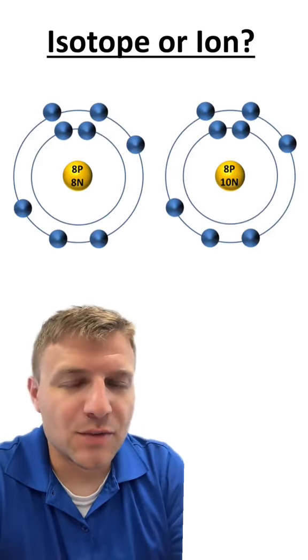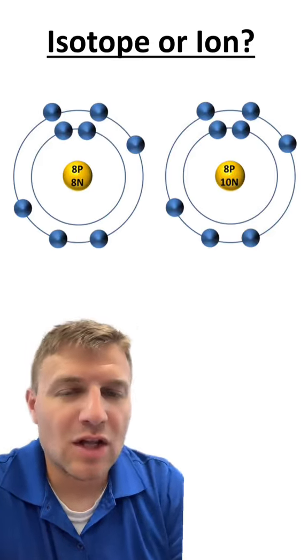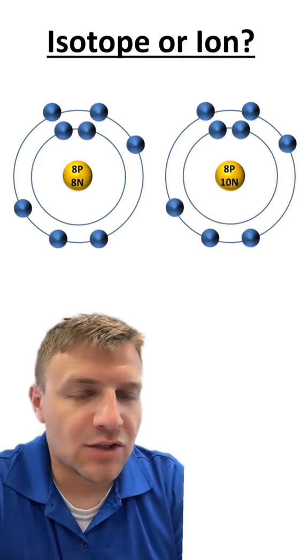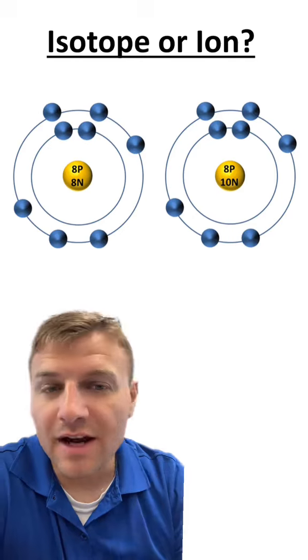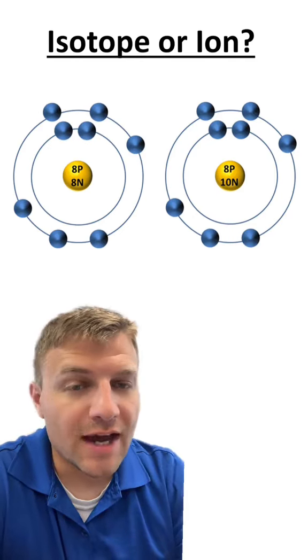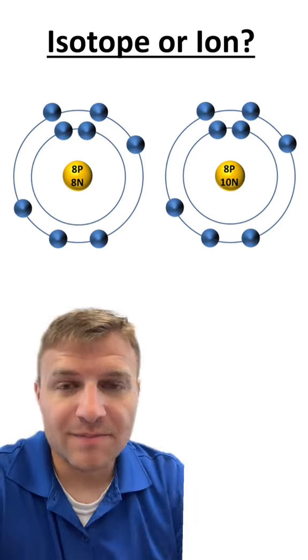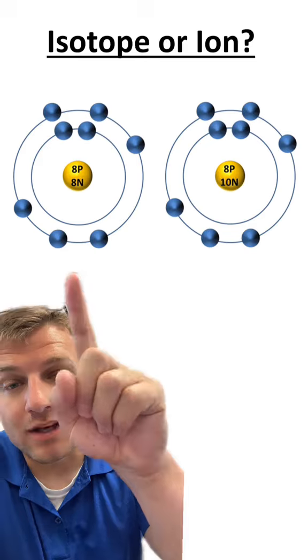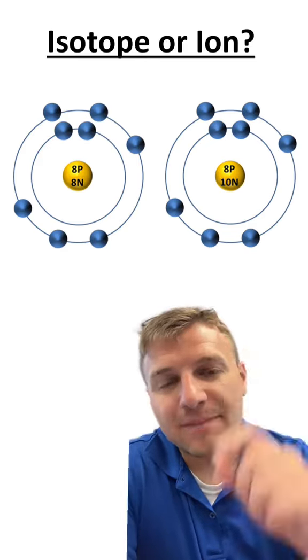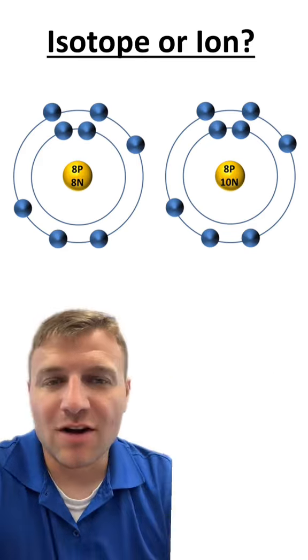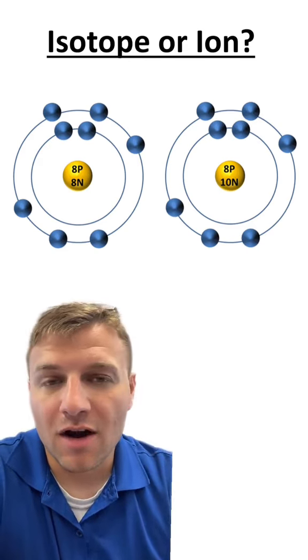All right, let's take a look at this one. Is this an ion or an isotope? Look at the protons, neutrons, and electrons for each atom. Since there are 8 protons in the nucleus, these two atoms are both oxygen. And this is an example of an isotope. If you look at this atom, there are 8 neutrons, while this atom has 10 neutrons. So since there are different numbers of neutrons, these are isotopes.